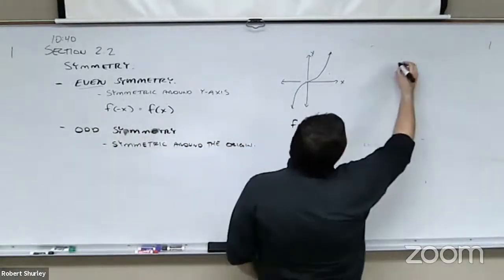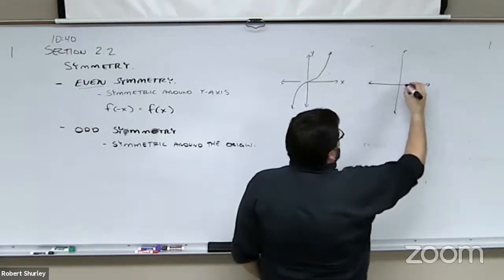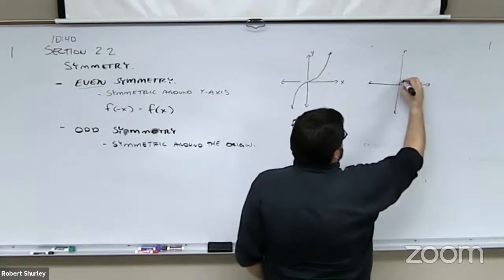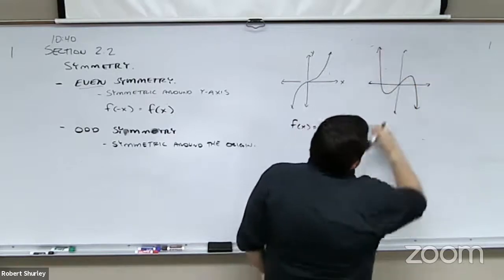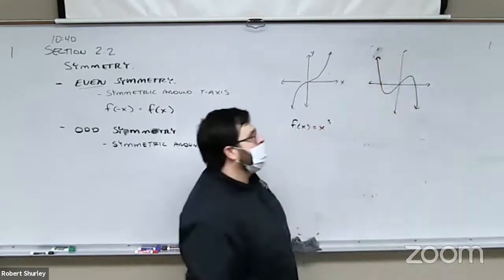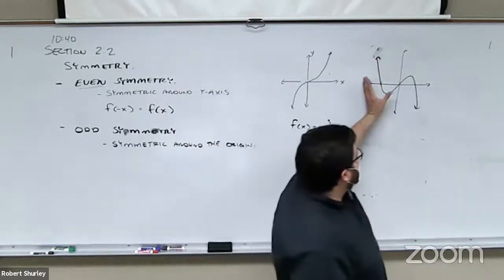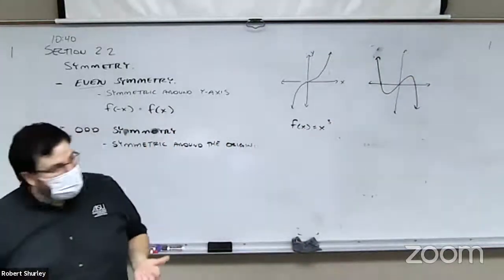Another one might be a neat looking one. I just don't know what the formula or the equation would look like, but if we had something like this, something like that would also be symmetric around the origin. And notice you kind of flip it twice and it's the same graph. That would be symmetric around the origin as well.